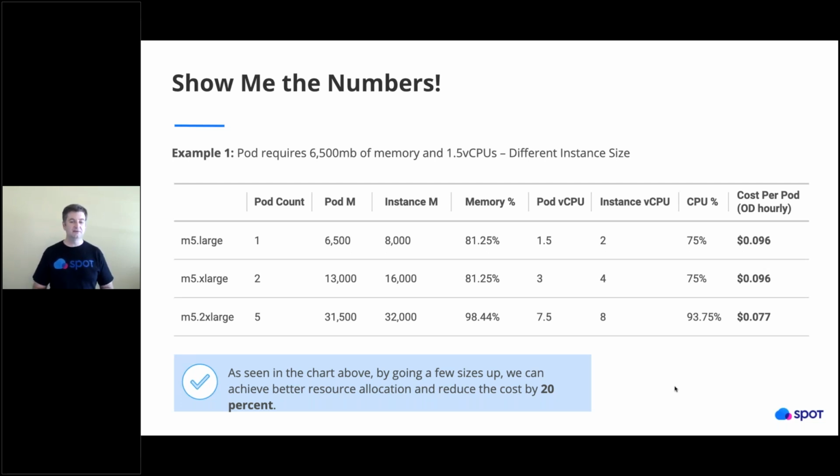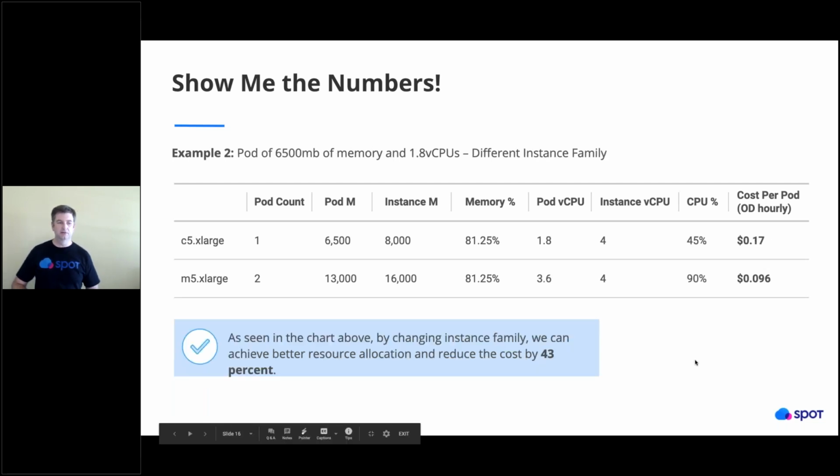So scaling an M5 2XLarge is a lot more efficient money-wise than it is to scale an M5 Large 4 times. So it's not just as simple as taking any instance in a family and then scaling that at an exact multiple, because sometimes your pods won't necessarily match that same multiple that the instances have.